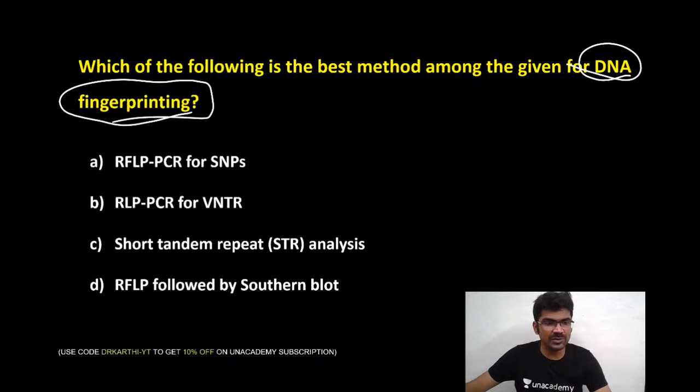So answer this. Which one is that? RFLP PCR for SNPs, RFLP PCR for VNTR, short tandem repeat analysis, RFLP followed by Southern blot. They are asking which is the best method. So Akash is saying option B. Parnay Bharadwaj is saying option A.